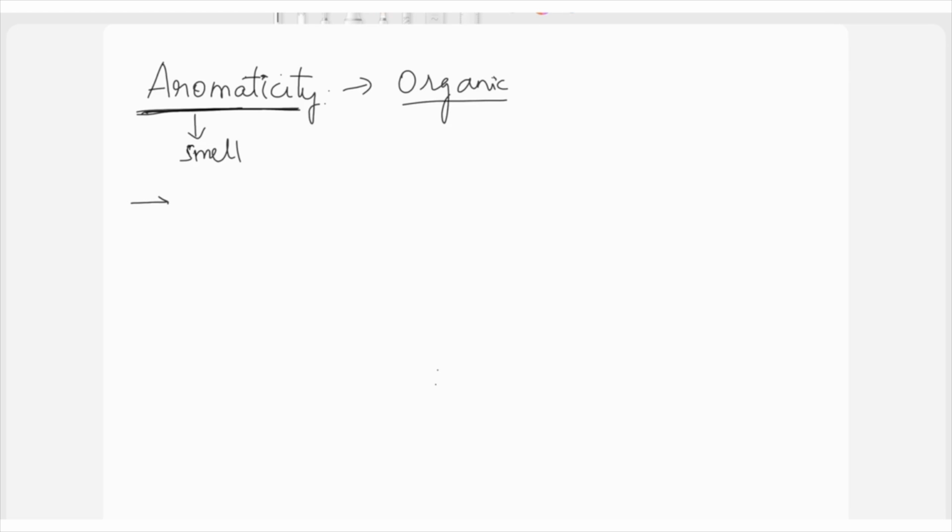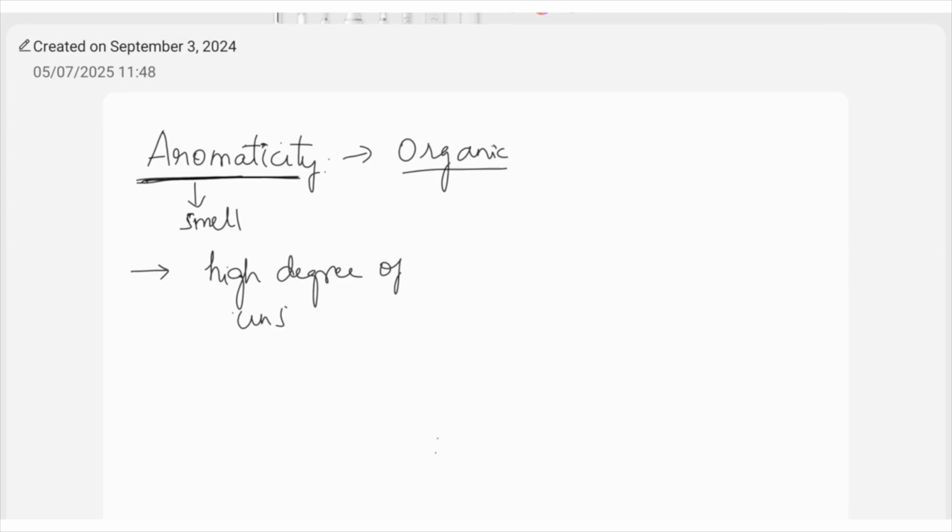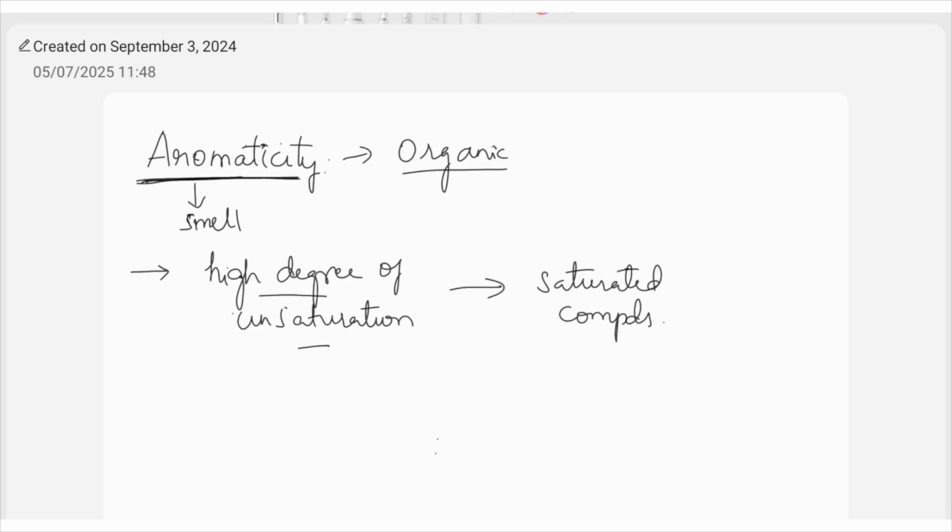It is about a property where the compounds that have high degree of unsaturation behave like saturated compounds. So what is aromaticity? It is a property where the compounds with high degree of unsaturation behave like saturated compounds. Such compounds, what do we call them? We call them aromatic compounds, and the phenomenon is called aromaticity.